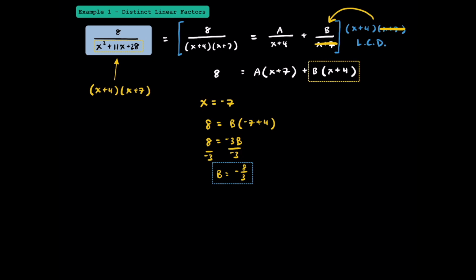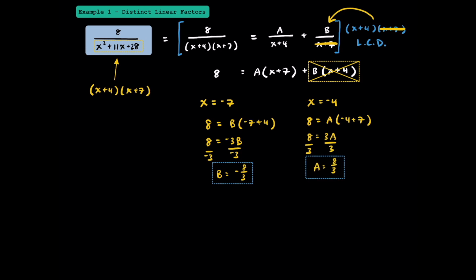To solve for A, we need to think of a value for x that's going to make this term go to 0. To do this, let's make x equal to negative 4. When x is negative 4, this term becomes 0. The equation we're left with is going to be 8 is equal to A times the quantity of negative 4 plus 7. Negative 4 plus 7 is 3, so we're left with 8 is equal to 3A. Dividing both sides by 3, we find that A is equal to positive 8/3.